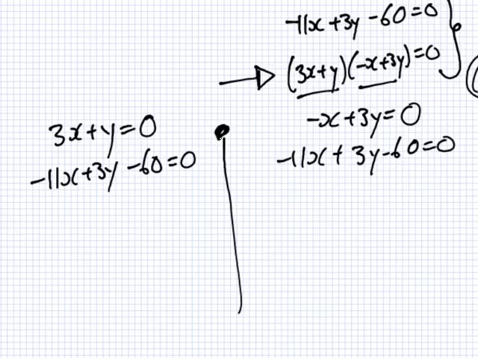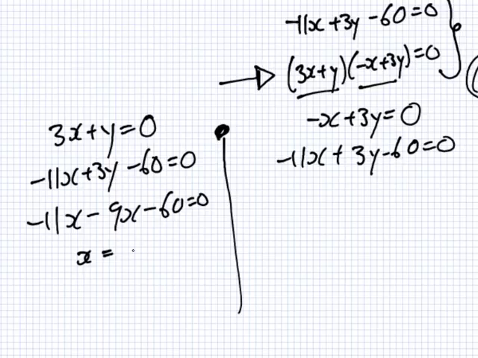You could use substitution, because here, you know what, maybe I will finish it, because y equals minus 3x. So you get minus 11x plus 3 times, yeah, we'll just put it straight in. Minus 11x minus 9x minus 60 equals 0. So what's that? X equals minus 3. No, it's not 3. So minus 3. You move the 60 to the other side? Yeah, and that's it there. So then the y equals 9.